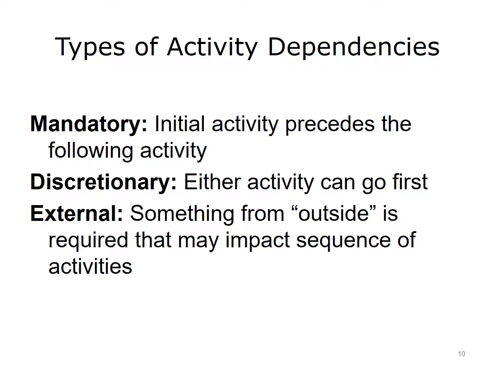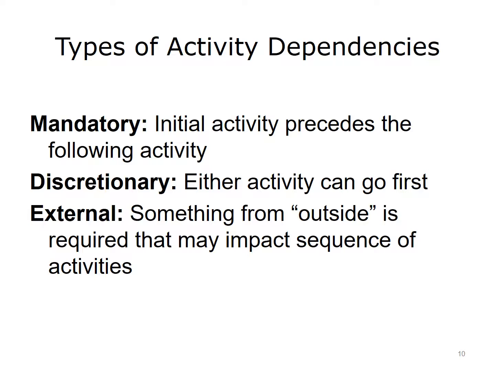In a mandatory dependency, the activity sequence is inherent in the nature of the work performed. The initial activity must be started or completed before a following activity can begin. For example, you can't erect a structure until after the foundation is built. You can't paint a wall until the drywall is complete. And you can't test an application until after it has been developed.